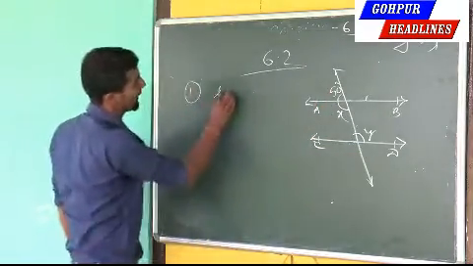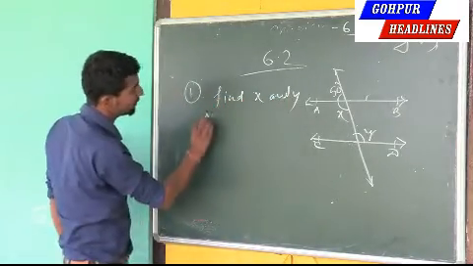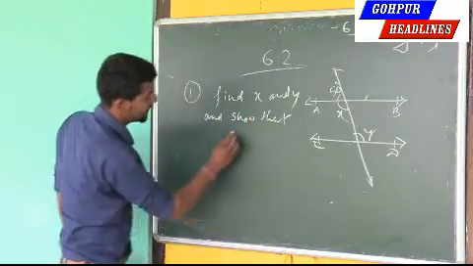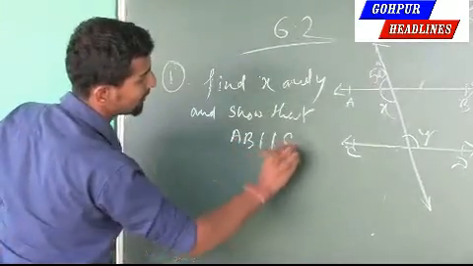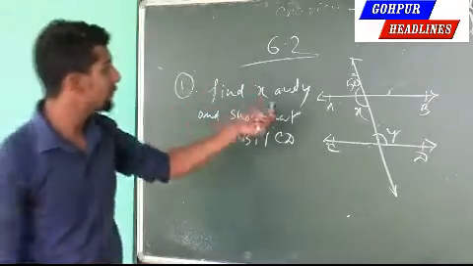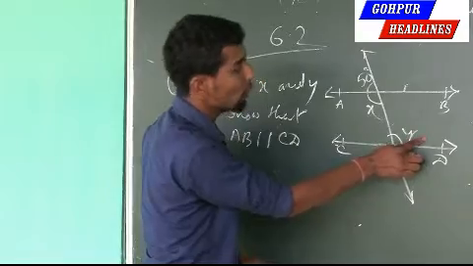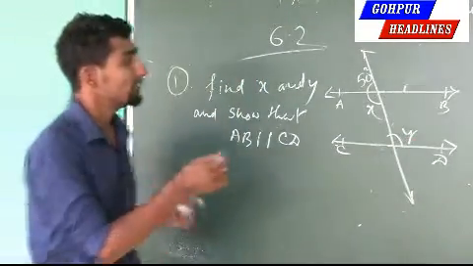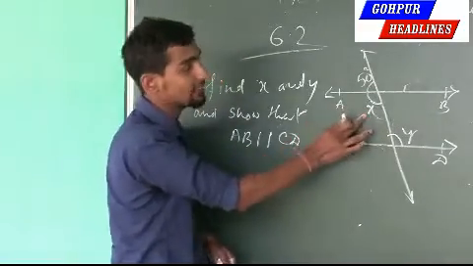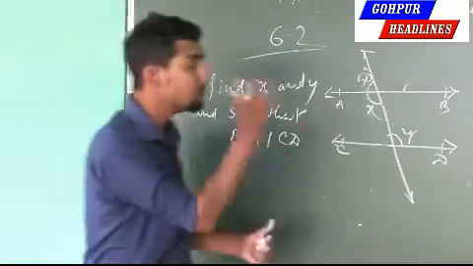Find the value of x and y in our question, given that AB is parallel to CD. So in this question, first we have to find the value of x and y. This is x and this is y. First we have to find the value of x and then y, and after that we have to show that AB is parallel to CD.